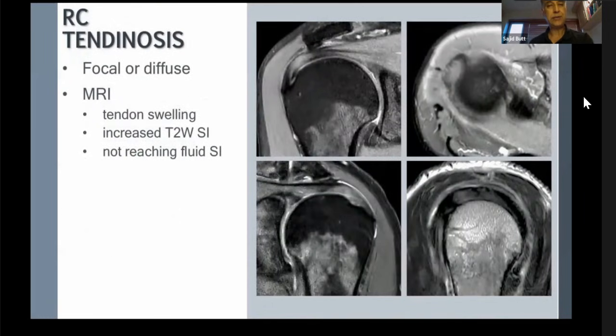How do we know that this is not a tear and is just tendinopathy? Because the bright signal intensity is not as bright as water. So you can see the liquid is actually very bright, whereas this one is still sort of grayish bright, and hence we don't call that a tear, and it's just an area of tendinopathy.